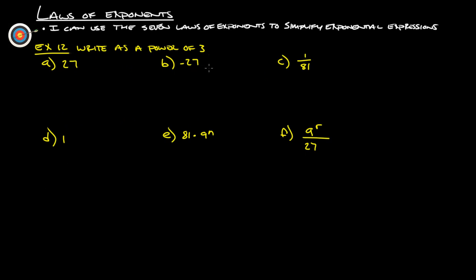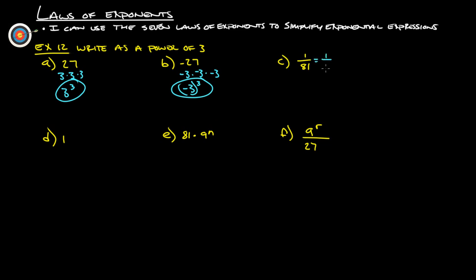Write as a power of 3. Excuse me for all these. 27 is 3 times 3 times 3. So that is 3 to the 3rd power. Negative 27 is negative 3 times negative 3 times negative 3. So that's negative 3 to the 3rd power.